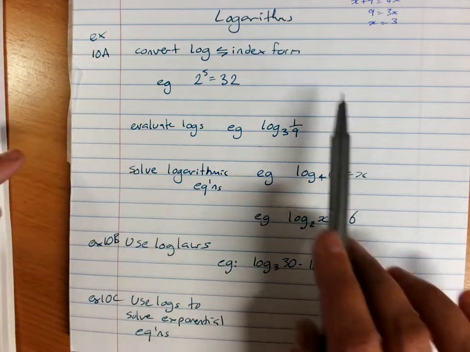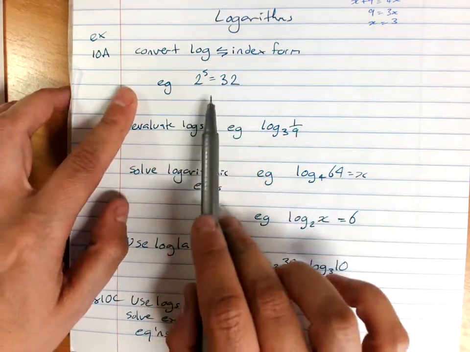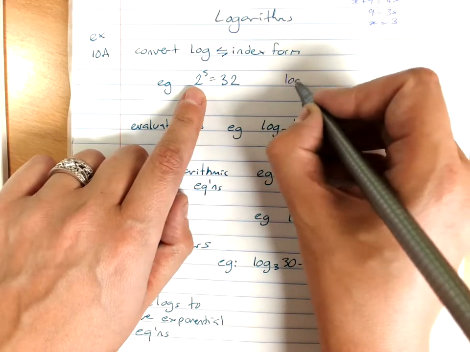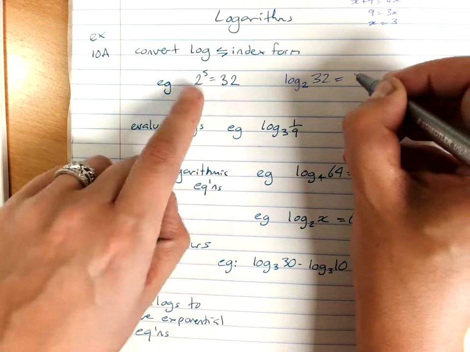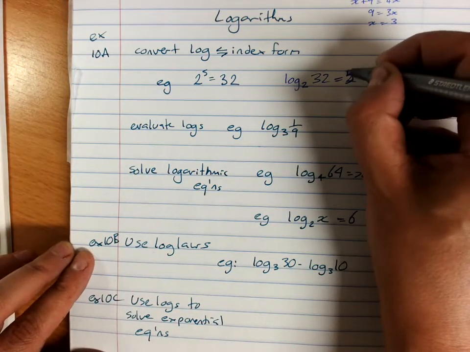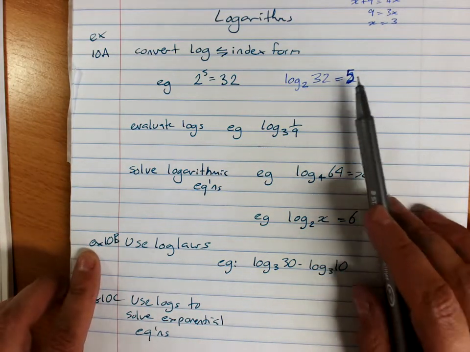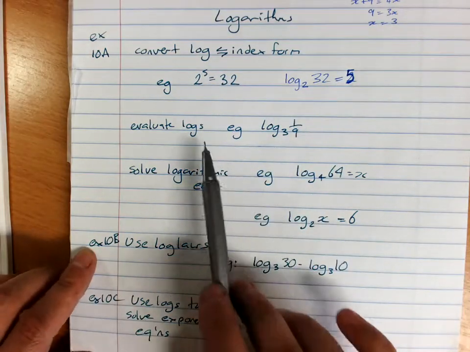For your logarithms, exercise 10A was really just getting used to the concept. So you do need to be able to convert between index form and log form. So this is, of course, log base 2 of 32 gives me 5. Don't get the numbers in the wrong spot. This would be bad. And of course, be able to convert back.